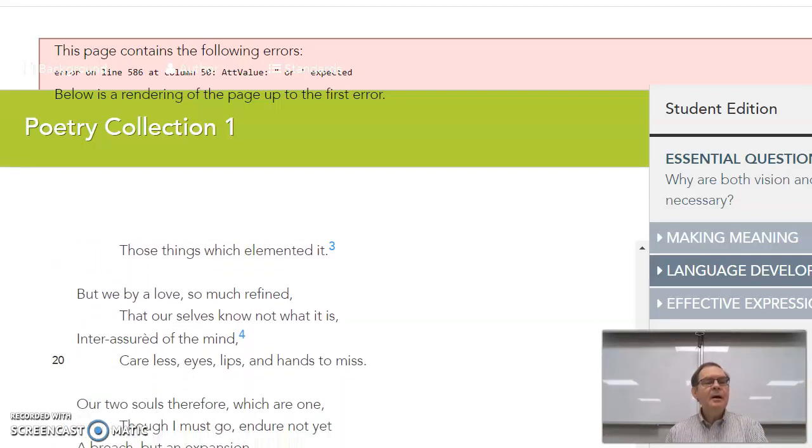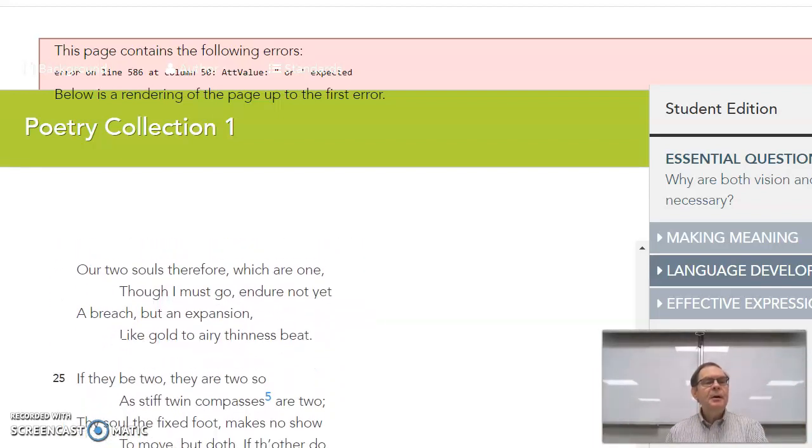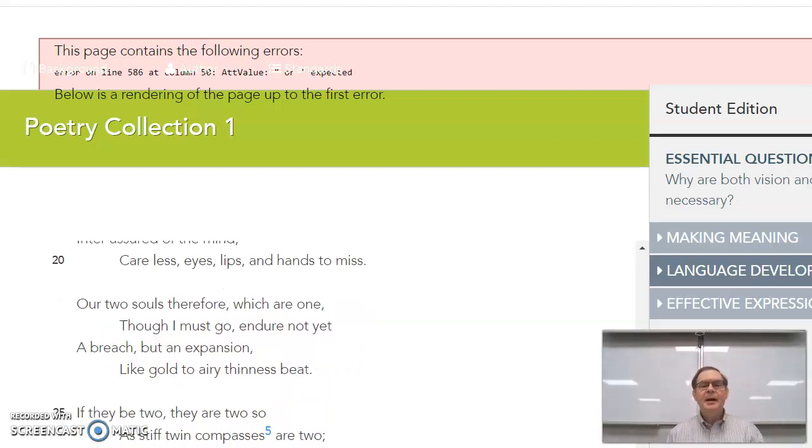So as we go along in our stanzas, we come across this interesting stanza right here. Our two souls, therefore, which are one, though I must go, endure not yet a breach, but an expansion, like gold, to airy thinness beat.